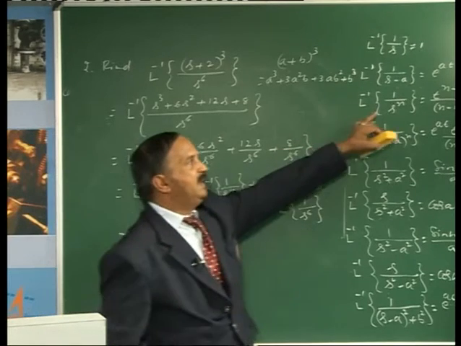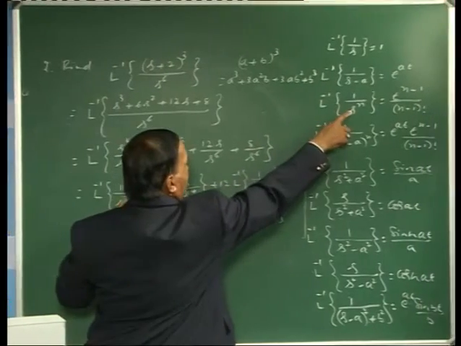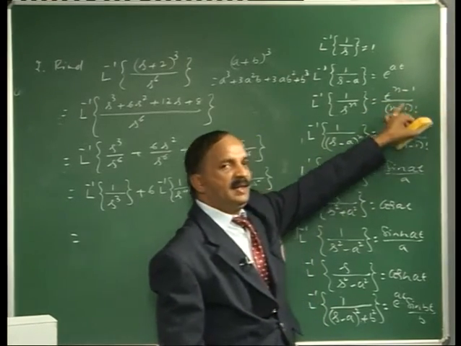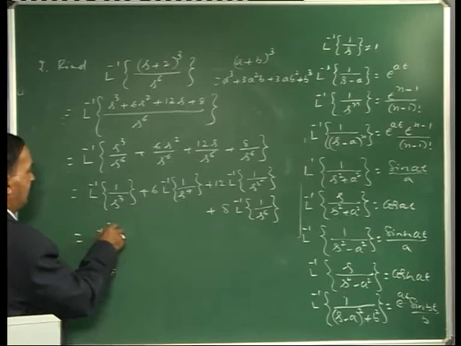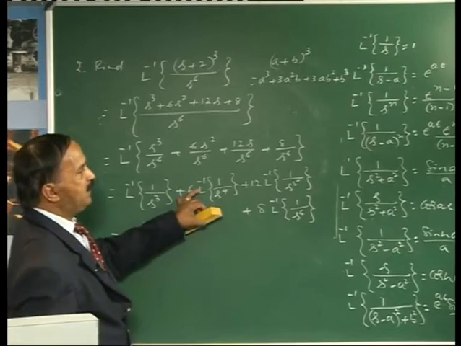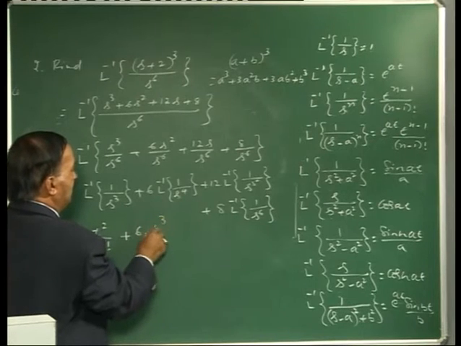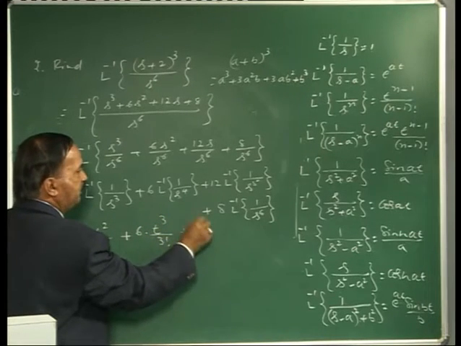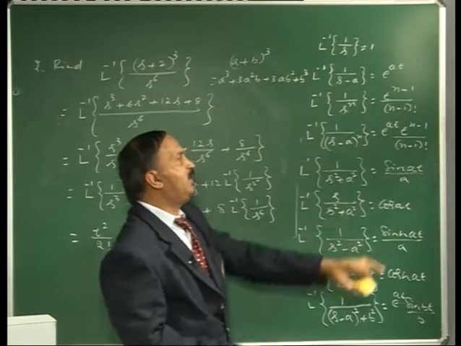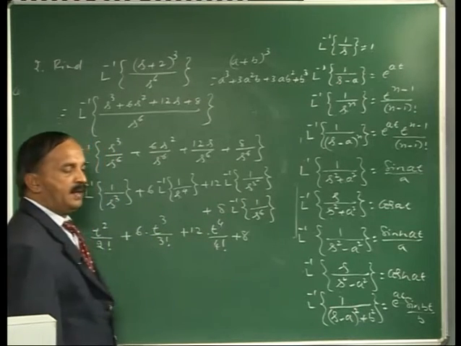Now, using this formula, it is of the form L inverse of 1 by s to the power of n. Put n is equal to 3, you will get the answer here: t to the power of 3 minus 1 by 3 minus 1 factorial, that is t square by 2 factorial. Plus 6 into, again by using the formula, put n is equal to 4, you will get t to the power of 4 minus 1 by 3 factorial, plus 12 into L inverse of 1 by s to the power of 5, put n is equal to 5, you will get t to the power of 5 minus 1, that means t to the power of 4 by 4 factorial, plus 8 into L inverse of 1 by s to the power of 6.